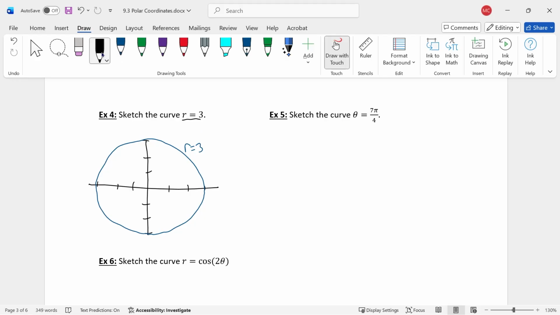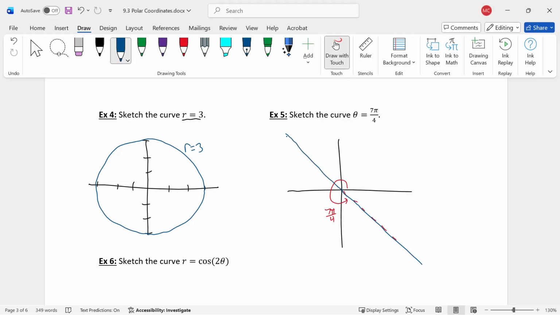Now, example 5 here, sketch the curve theta equals 7 pi over 4. Well, we find the angle 7 pi over 4. So here's our angle. Now, this equation, theta equals 7 pi over 4, means all points that lie on that angle, 7 pi over 4. So all of the positive radius points would go in this direction, and whenever the radius was negative, it would go in this direction. And so what do we see? We see that if we have theta equals a constant for our equation, we get a straight line that passes through the pole.